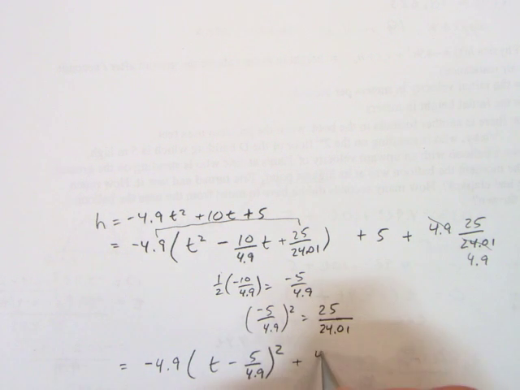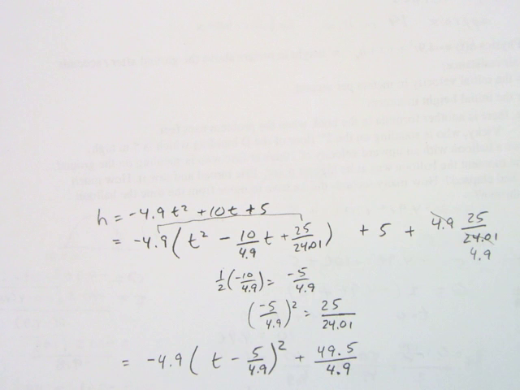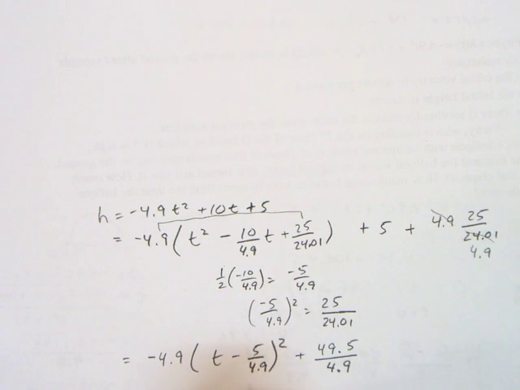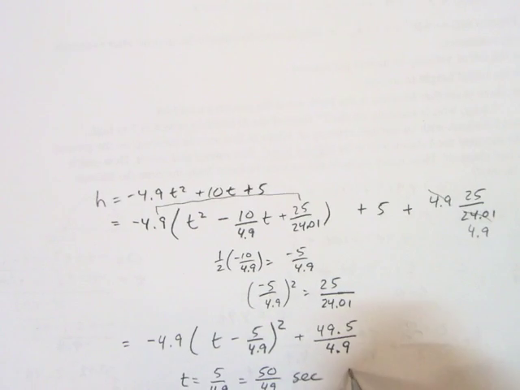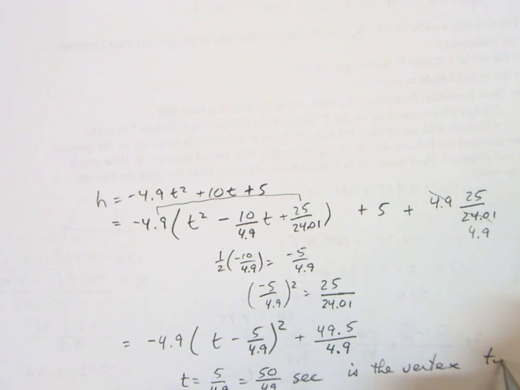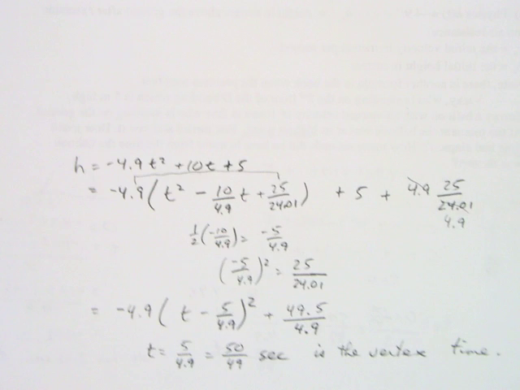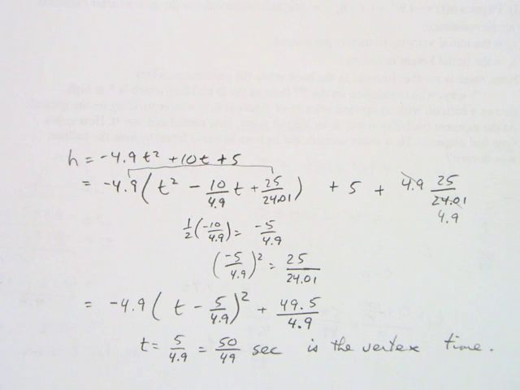So we'll have 49.5 over 4.9. And this tells us that t equals 5 over 4.9, which is the same thing as 50 over 49 seconds, is the vertex time. And that's it.